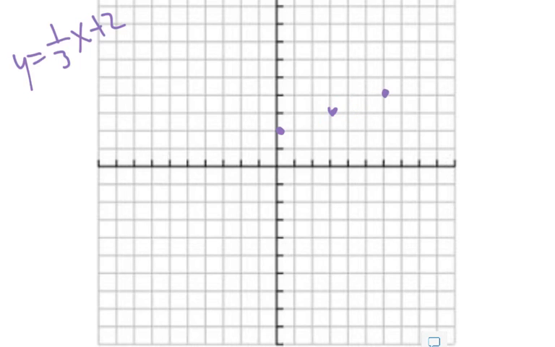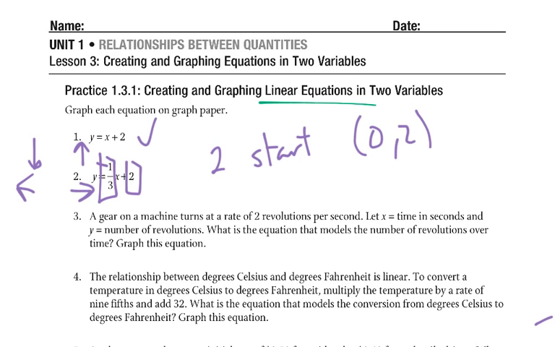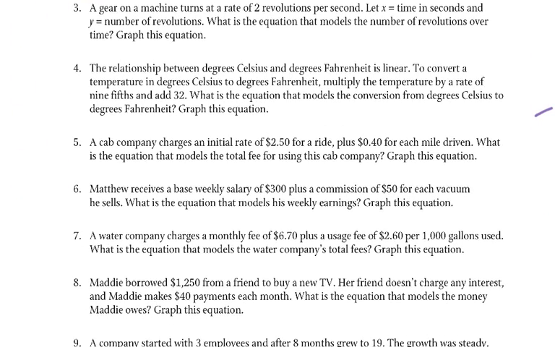Now typically we only need about 3 points. We could keep going, we could go down 1 to the left 3, but that's enough to draw our line and call it good. So there's our second graph. And in your workbook you have some graph paper too that you can use. Alright, so now let's make some equations and then graph them.